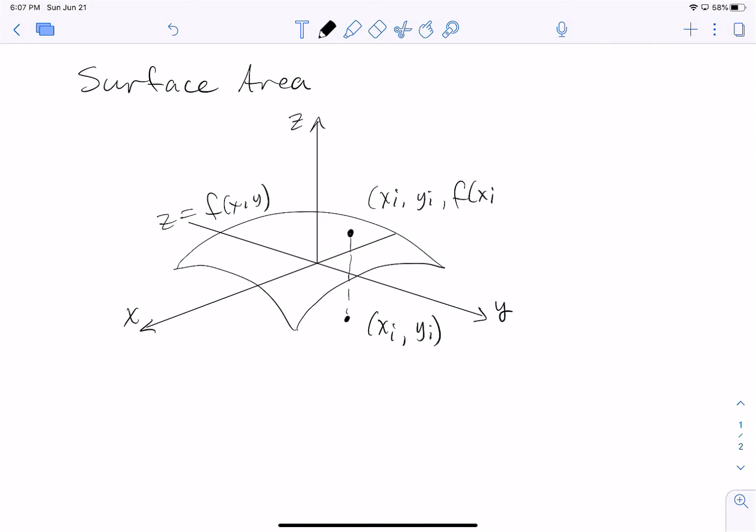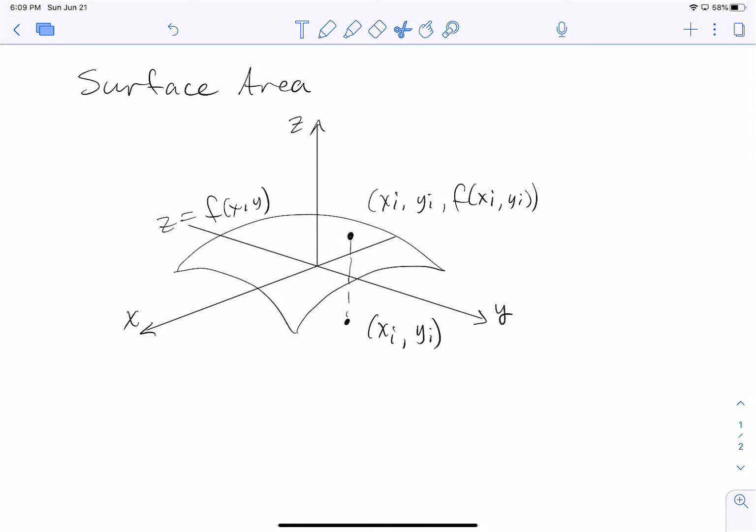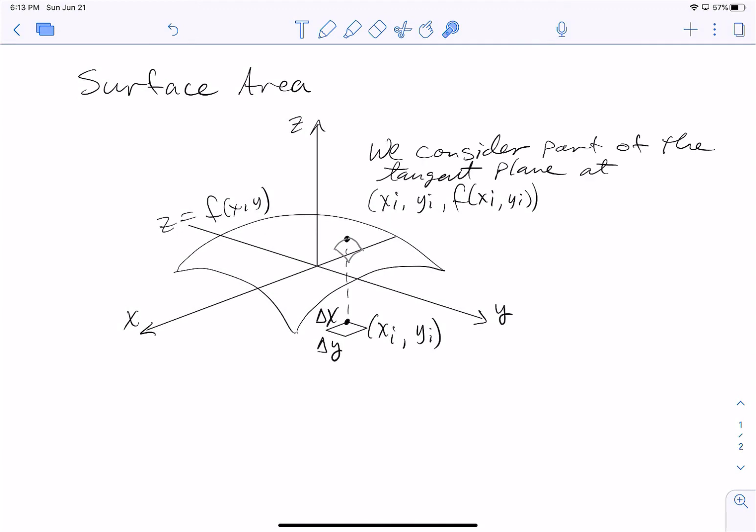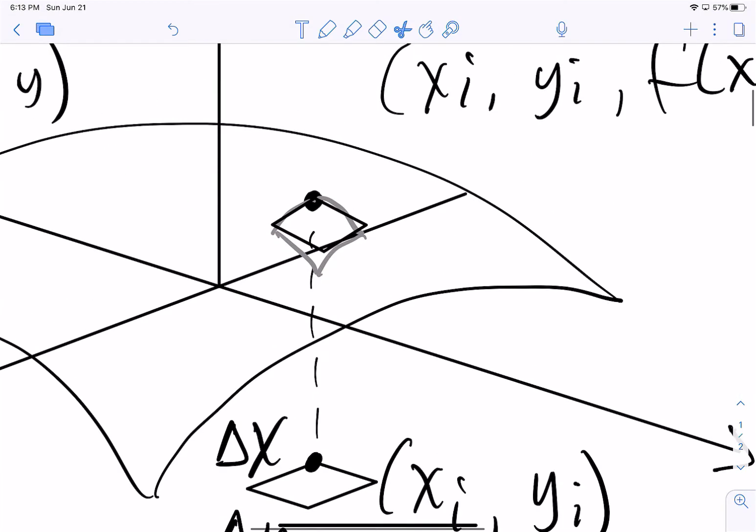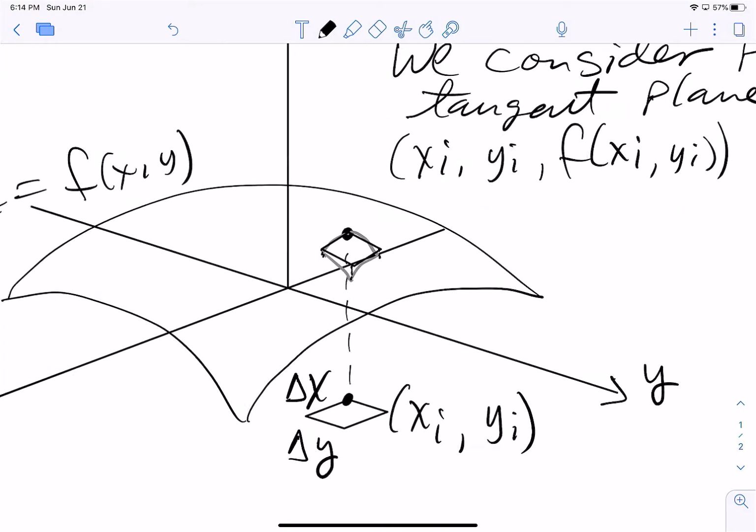Now let's consider a little delta A in the xy plane, and it'll have dimensions delta y and delta x, a little rectangle in the xy plane, and associated with that is a little patch on our surface. What we're going to do is approximate the area of this little patch by considering a portion of the tangent plane at the point (x_i, y_i, f(x_i, y_i)). As you can see, it's part of a plane, so it doesn't exactly sit on the surface, but it's going to approximate the area of that little patch.